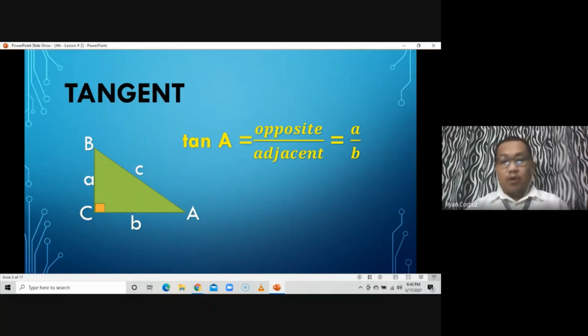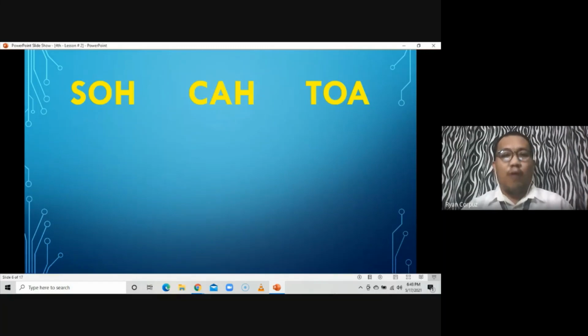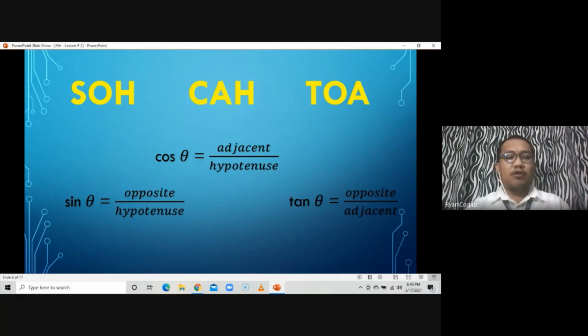So, in order for you to easily remember these first three trigonometric ratios, we do have a simple way of calling them. Tinatawag natin yon as SOHCAHTOA. SOH stands for sine is equal to opposite over hypotenuse. CAH, cosine is equal to adjacent over hypotenuse, while TOA stands for tangent is equal to opposite over adjacent.